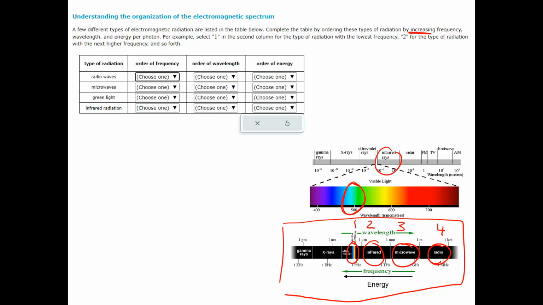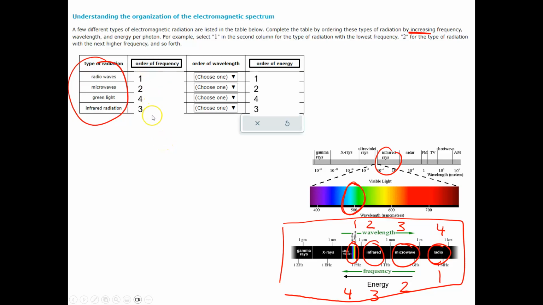Now, in terms of increasing frequency and energy, it's going to be the opposite trend, isn't it? Radios are going to have the lowest energy, then microwave, then infrared, and then visible. So I kind of figured it out. I just have to make sure that I don't get confused as I'm entering it now. So I'm going to do frequency and energy first because they follow the same pattern. So whatever number appears in the frequency column, it should also appear in the energy column.